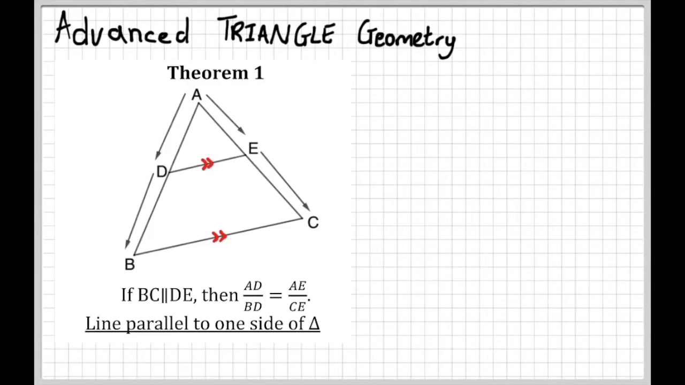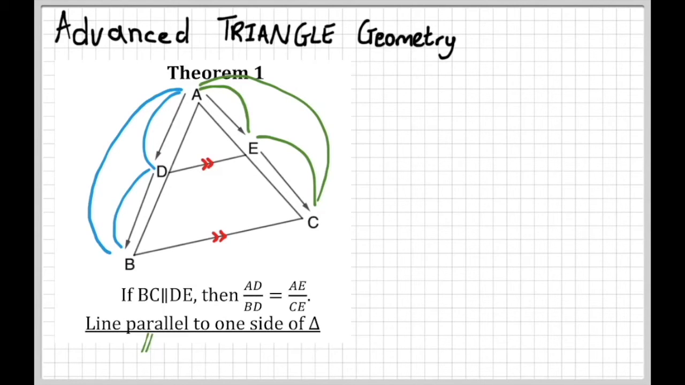Remember, you are allowed to abbreviate parallel with those two lines. So let's quickly have a look at what it means. AD and DB, as well as AB, their ratios must be the same on the left as it's going to be on the right. So that line DE is dividing the sides of the triangle proportionately.